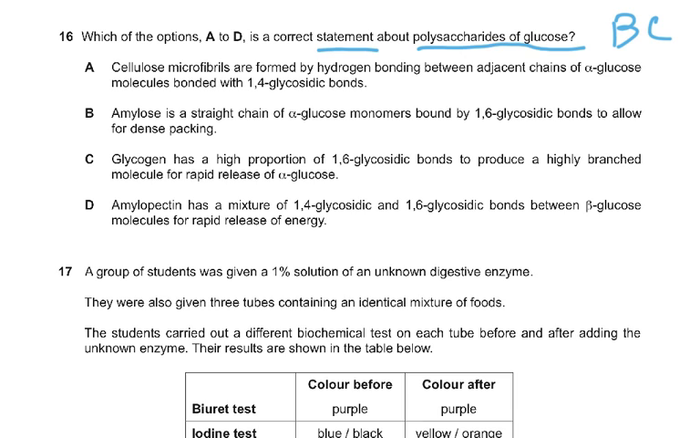Glycogen has a high proportion of 1,6-glycosidic bonds to produce a highly branched molecule. Yes, that is the answer. Amylopectin has a mixture of 1,4 and 1,6 between beta glucose. Now here, this was the mistake. This is wrong. Amylose, amylopectin, and glycogen are alpha glucose. Only cellulose is beta glucose. Please remember that. Only cellulose is beta glucose.